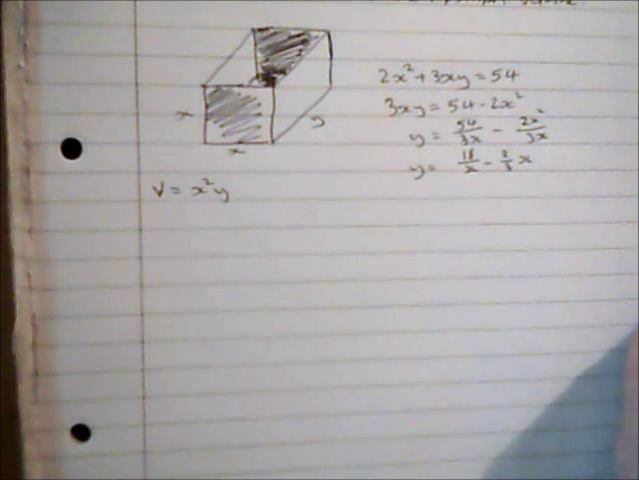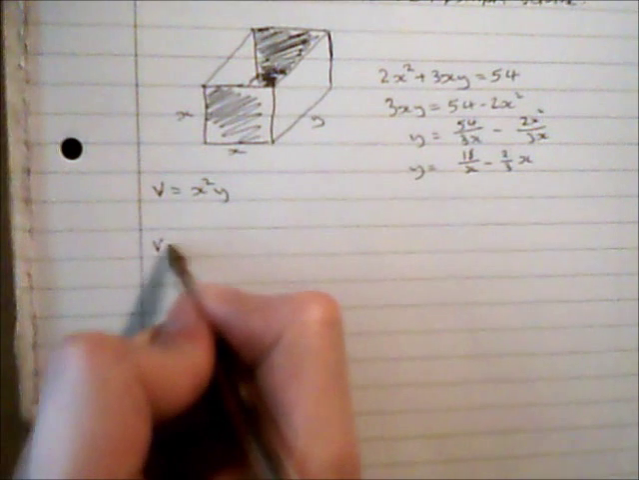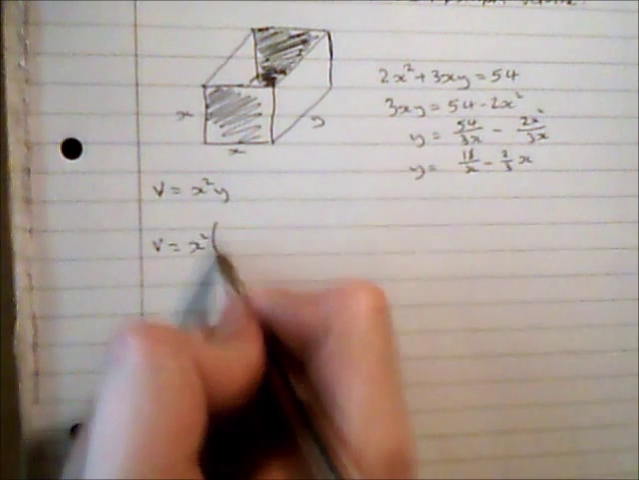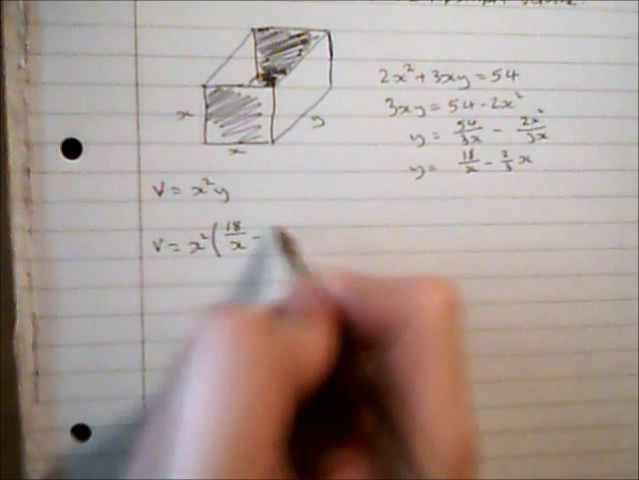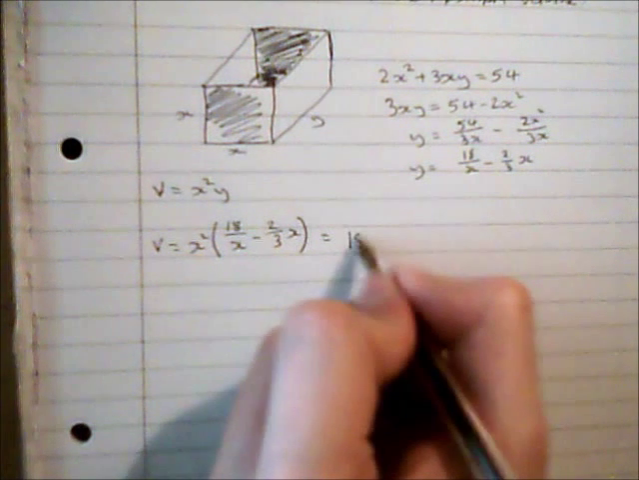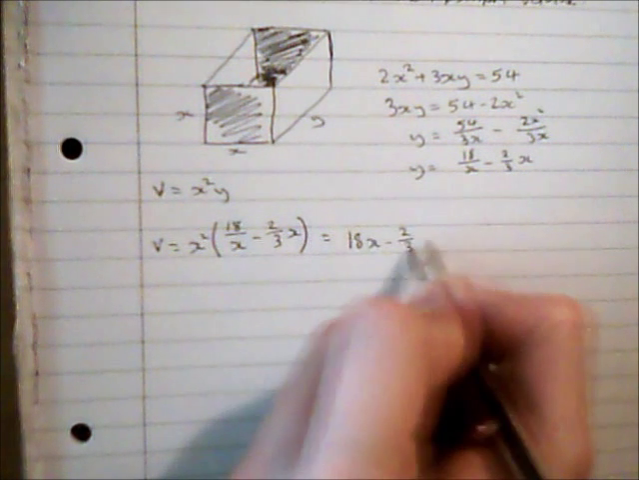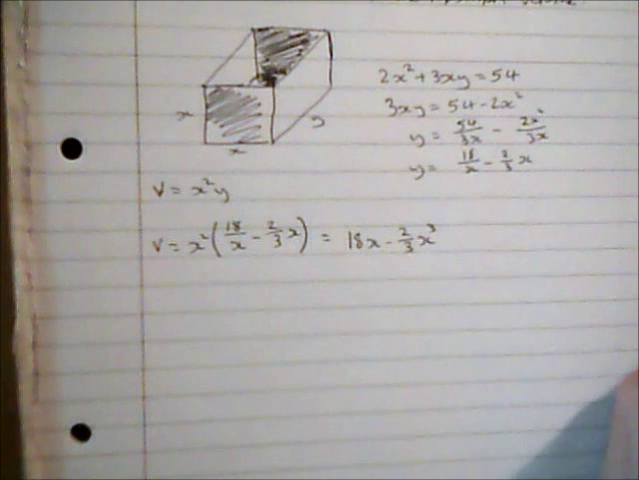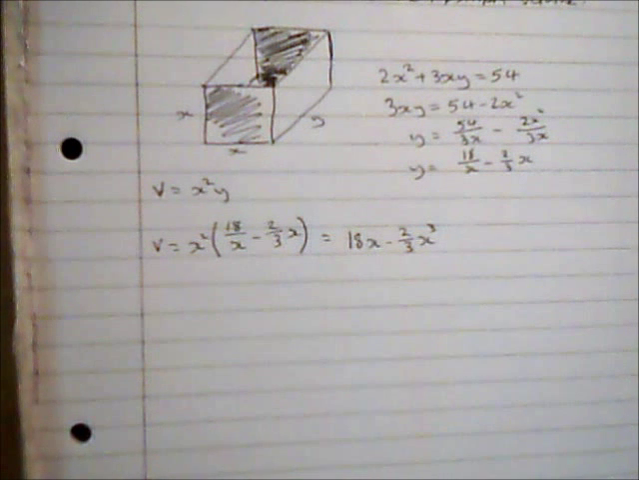And now I'm going to substitute that into my expression for v. So v is x squared lots of 18 over x minus 2/3 x, which is then 18x minus 2/3 x cubed, which is what I was asked to show. So from this point I can now deal with the second part of the question, which is to find the maximum volume. Now they like to ask you these questions in stages, so if you mess up the first bit you can still work on the second bit. So I'm going to find the maximum volume.